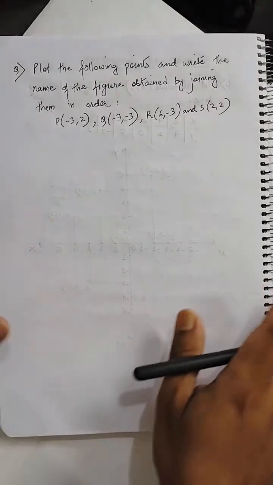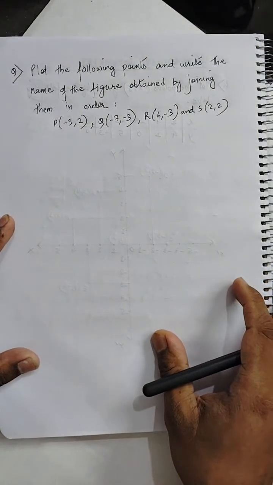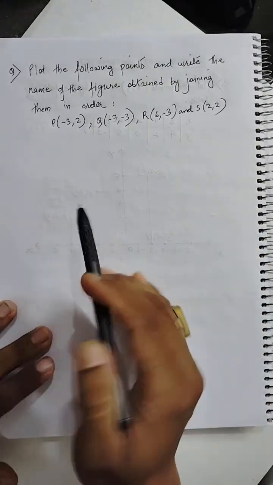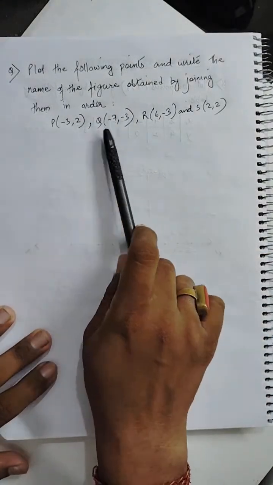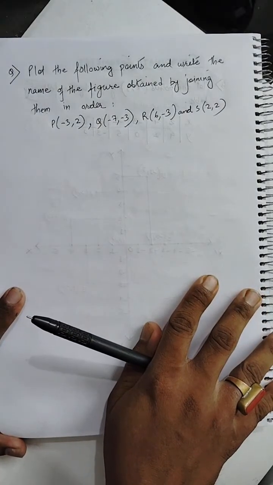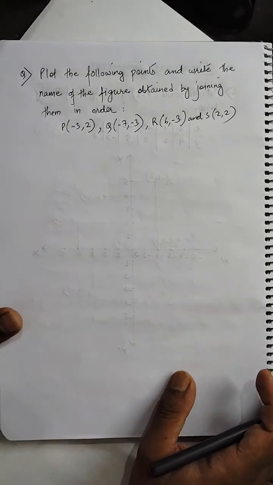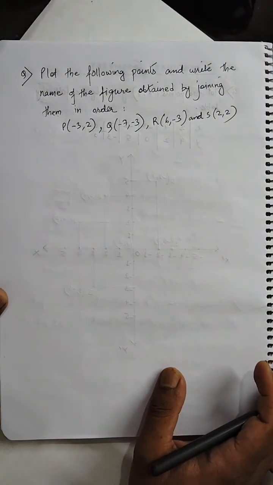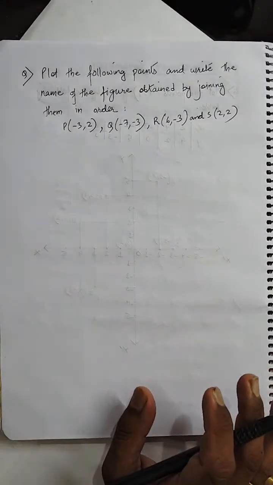So the question says plot the following points and write the name of the figure obtained by joining them in order. In order means first we will plot point P, then Q, then R, and then S, and then we will join them. Okay. So let me do one thing. Let me draw the diagram with a pen. Otherwise, it may not be visible if I draw by pencil.